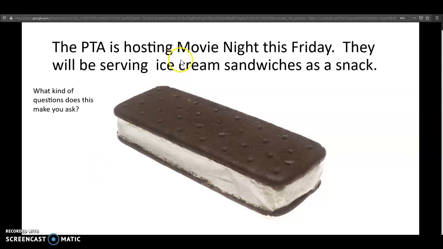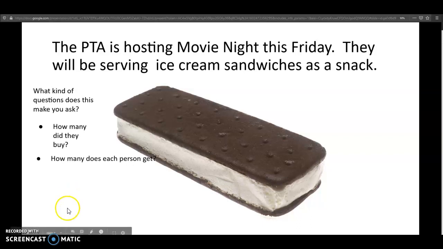You might ask, how many did they buy? How many ice cream sandwiches did they buy altogether? How many will each person get? Do you get more than one ice cream sandwich? Do the parents get any? I even thought afterwards, it's a movie night. What movie are they watching? What time does it start? There are so many questions just this little statement can make you ask. Do those same things you would do when you're reading when you're solving a problem.